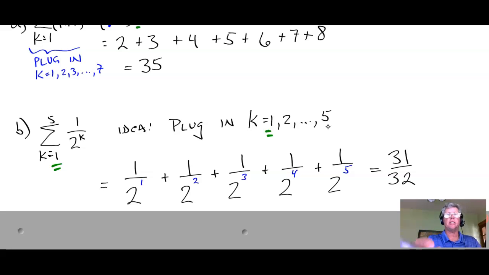All right, so that's the idea about plugging in the k values to expand the series, create the series, all the addition of the terms, and then evaluate just means add them all up.